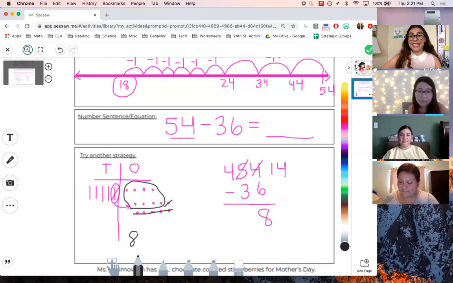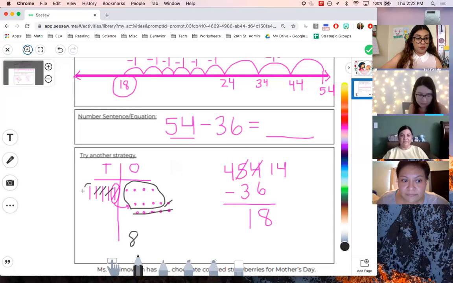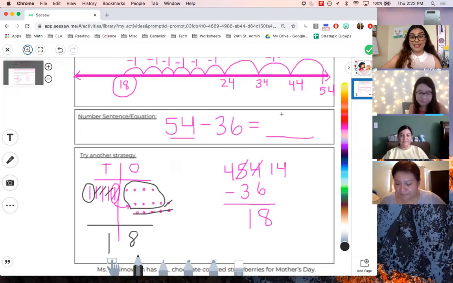Now I need to remember the tens place. I have 4, take away 3, 1, 2, 3, and left with 1. So then I need to go here and put my 1, and I need to do the same thing with my tens place in the tens and ones strategy. So I have to cross out 3 from 36, 1, 2, 3, and I'm left with 1. So my answer is 18 in the tens and ones strategy, just like Ms. T said, and in the standard algorithm strategy. So far we have 3 strategies that show that 54 minus 36 is 18.